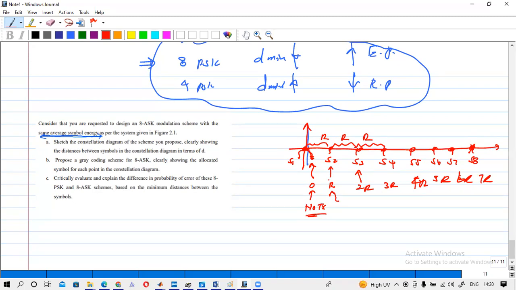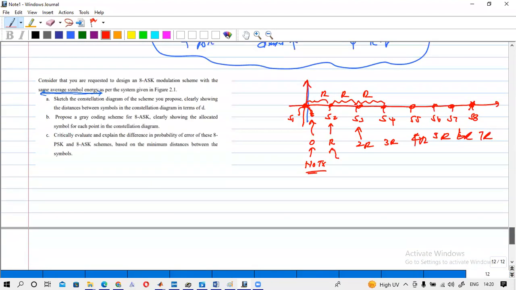So this is the amplitude. You can see that the symbol energies are not equal, because they have different amplitudes. So if I calculate the symbol energy, the total energy, I calculate the total energy.